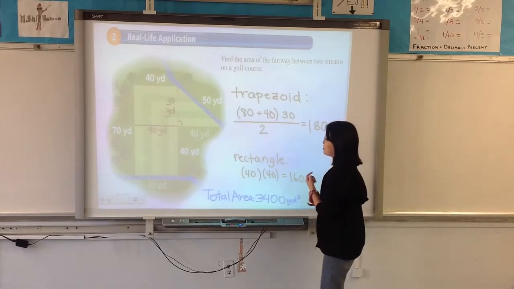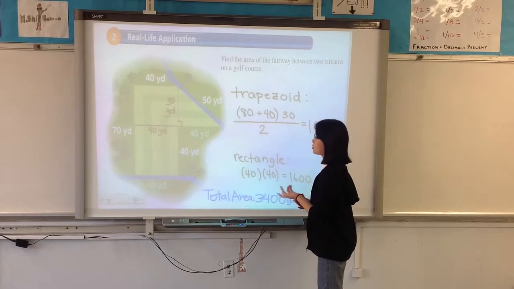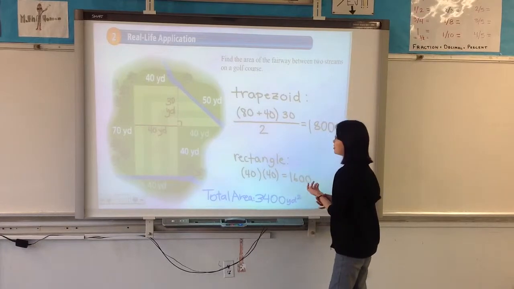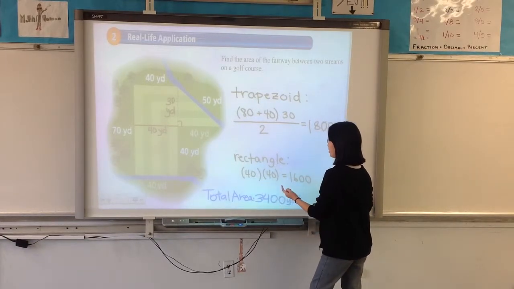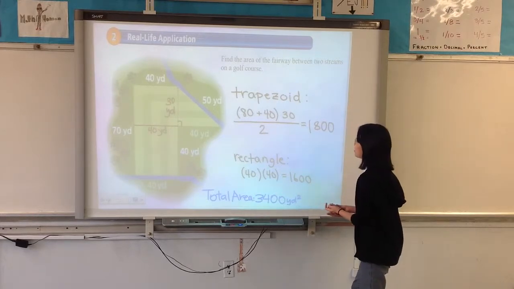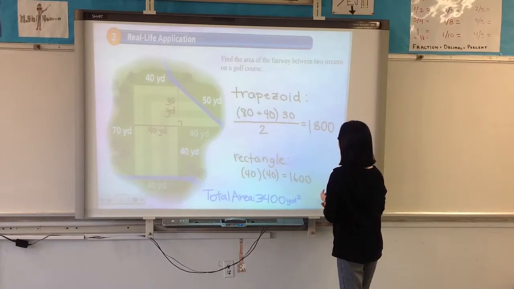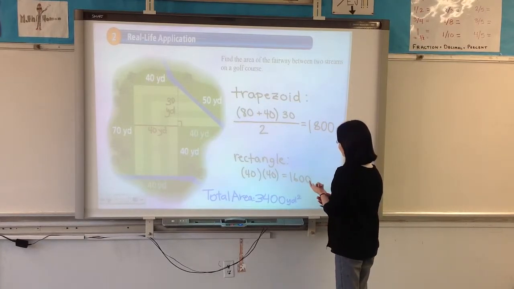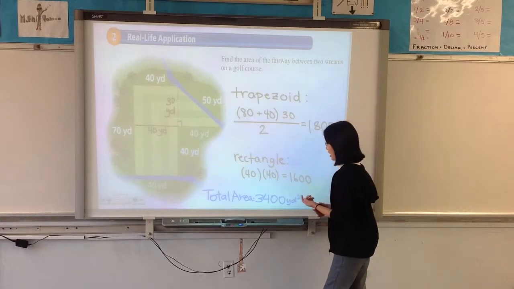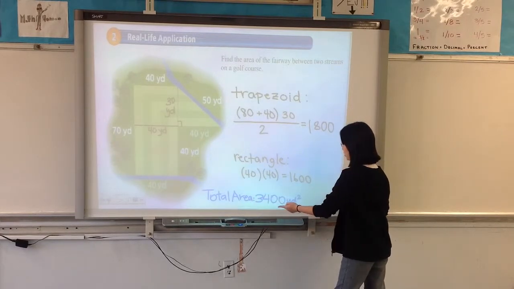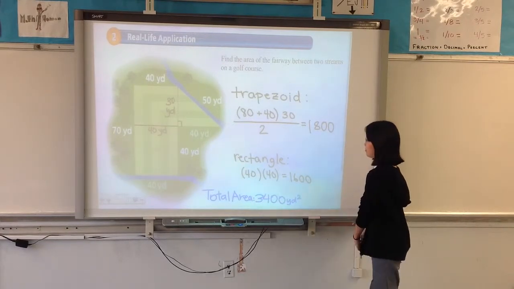Next, I would find the area of this rectangle or square, and I would do it as base times height, which is 40 yards times 40 yards, which is 1,600 yards squared. So I will add these two sections together, 1,800 yards and 1,600 yards, and then I would find the total area, which is 3,400 yards squared.